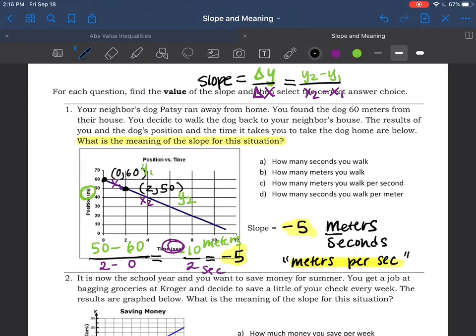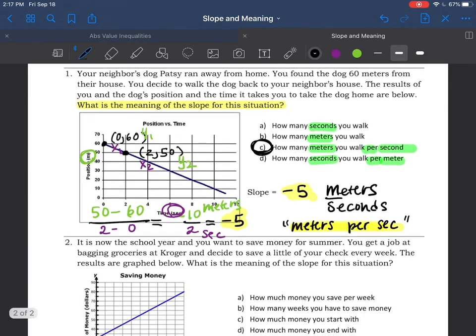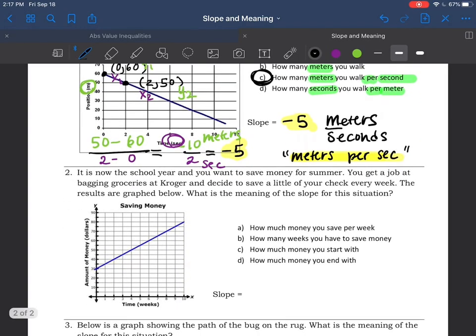And so there's going to be lots of distractors. And so here, this says how many seconds you walk, how many meters you walk, how many meters per second, and then seconds per meter. We want meters per second, and so the correct answer is C. And so the shortcut for finding these is to look at your units.